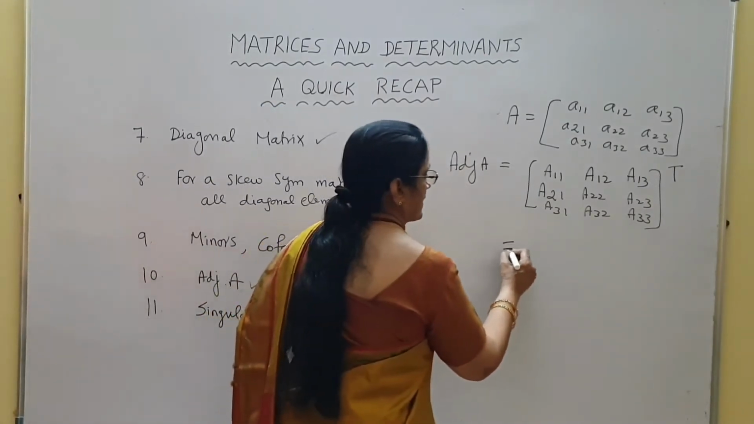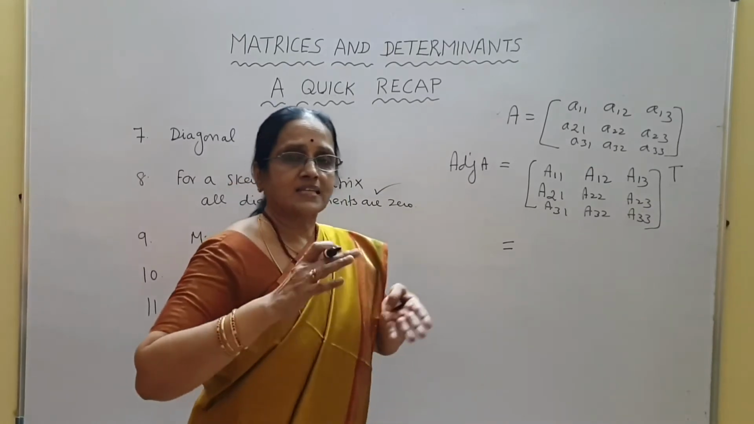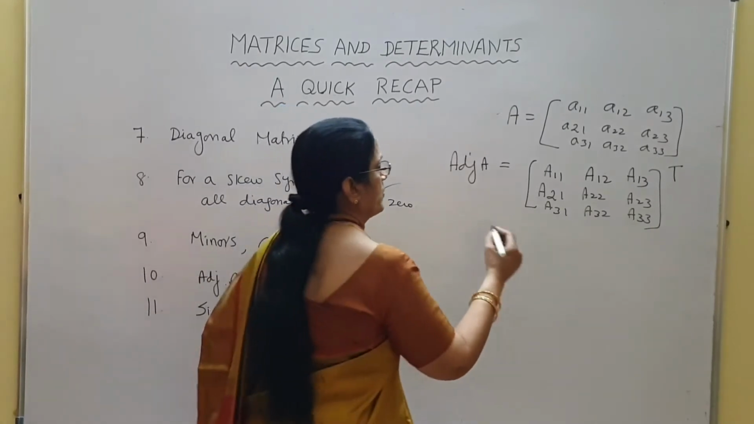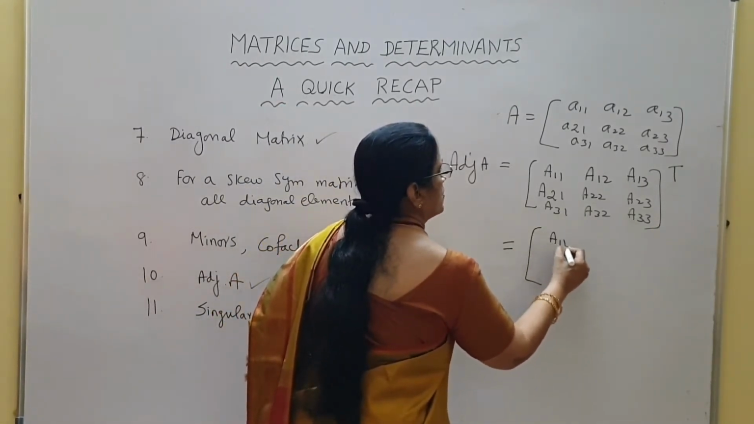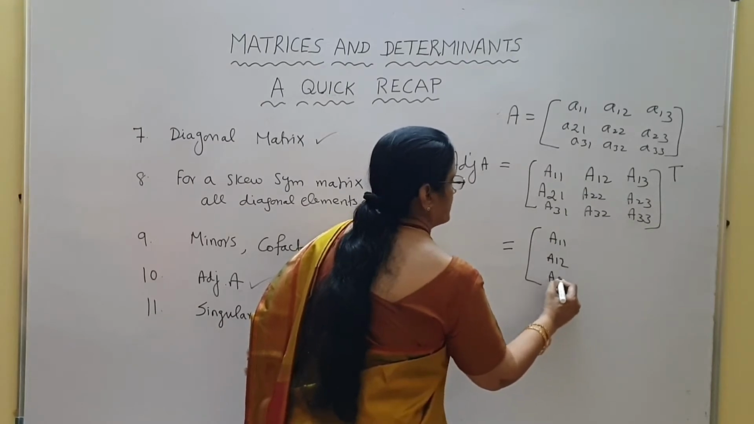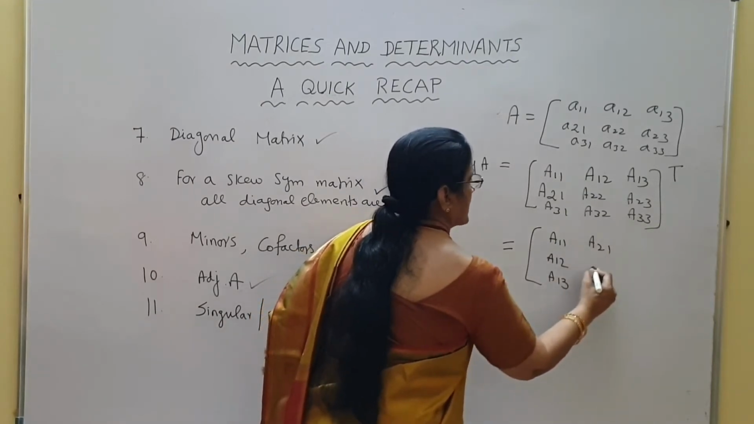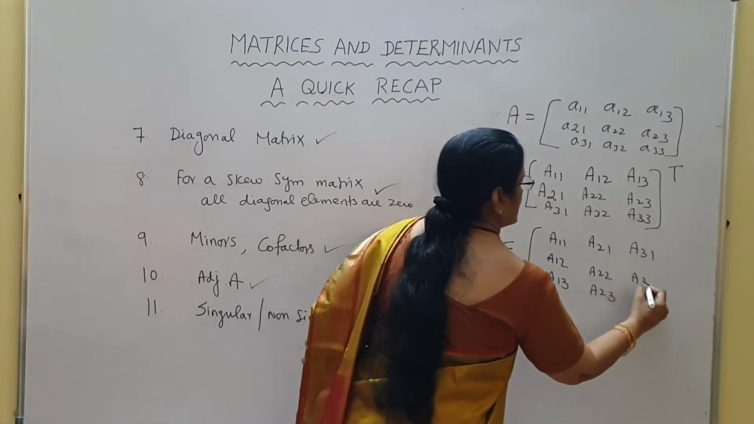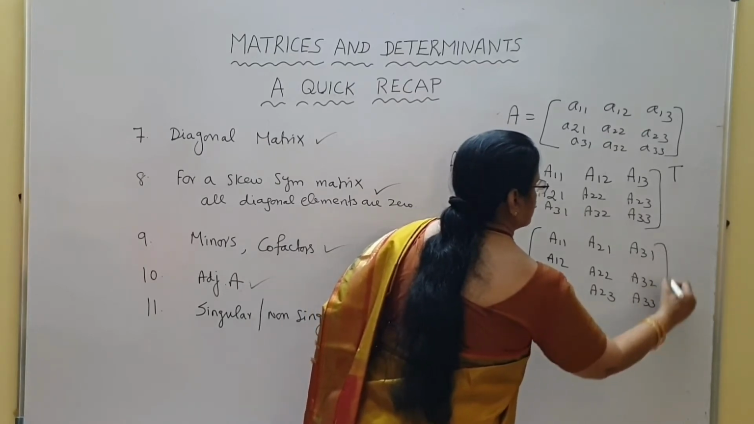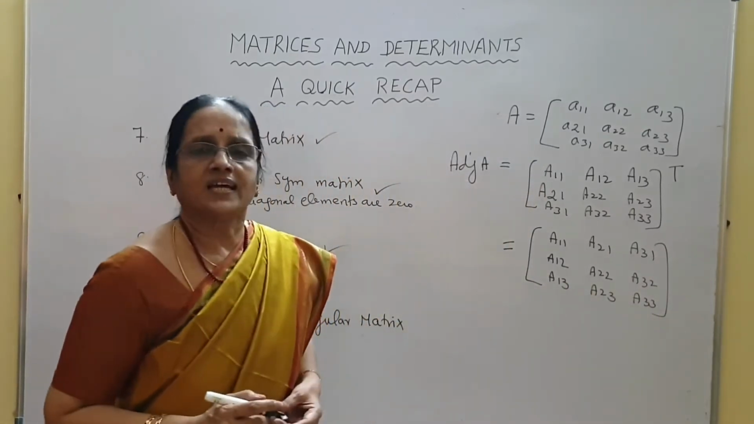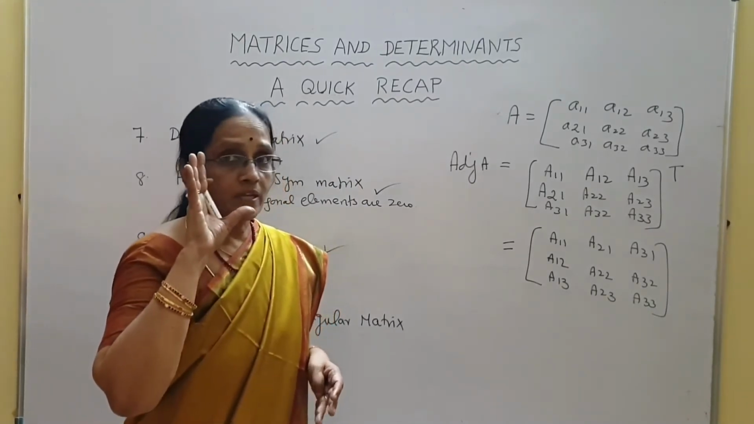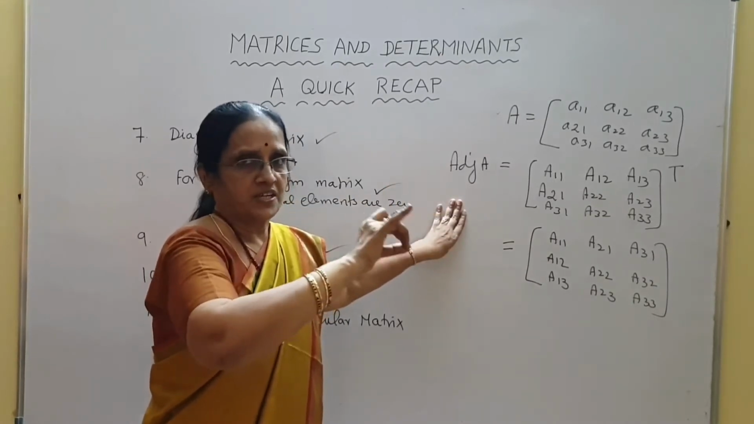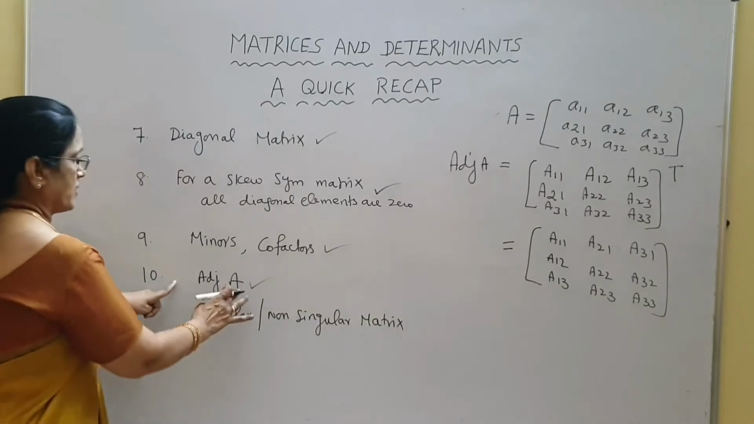What is the transpose of the matrix? Just now I told you, it is a matrix obtained by interchanging the rows and columns of the given matrix. Now, when you interchange, the first row will become the first column, the second row will become the second column, the third row will become the third column. That's all. This is how you will find out the adjoint of the matrix A. There are so many properties based on adjoint of A. I will write it at the end of this particular session. So, adjoint of A is over.